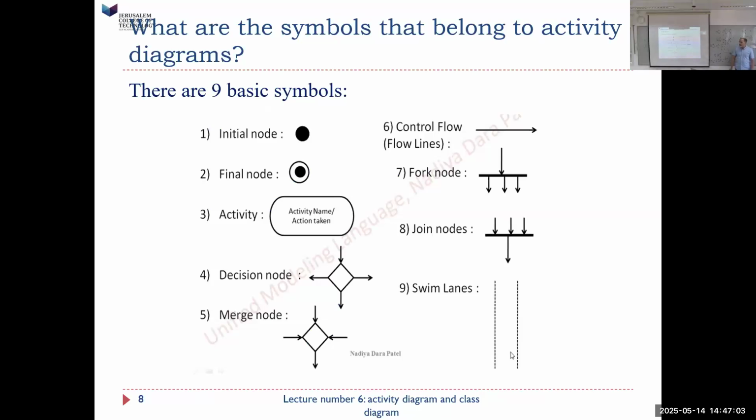So first of all, we have some symbols here. We have an initial node, which is the starting point. You should really have just one of these. And then the final node looks like a bullseye. You could have more than one of those, because it could end in different scenarios. And then you have an activity in this kind of capsule. And then you have a decision node.